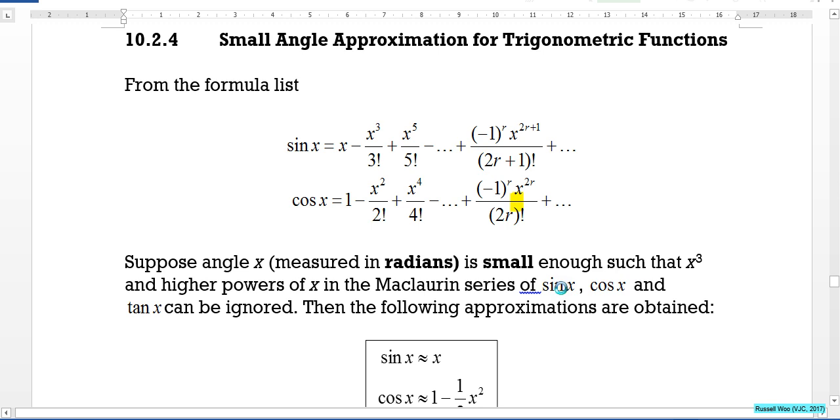We can actually say that sine x is x. You look at your own notes. Sine x is x. Cosine x is approximately this, that means you ignore the power 3 and above. Tangent x can be shown to be approximately equal to x. Don't believe, we try.